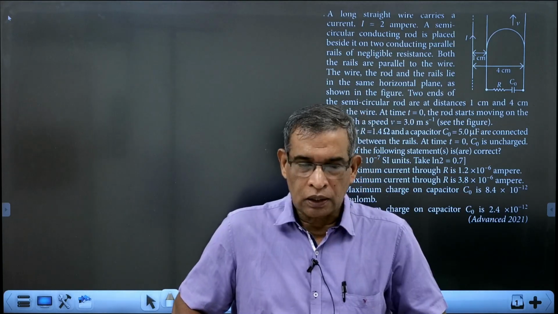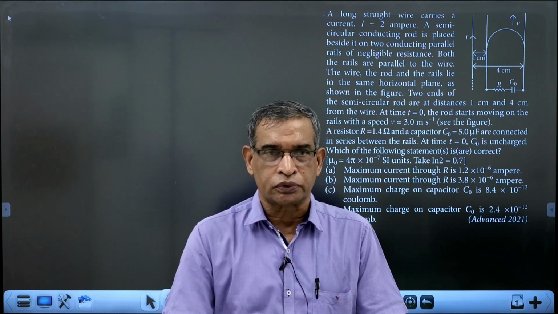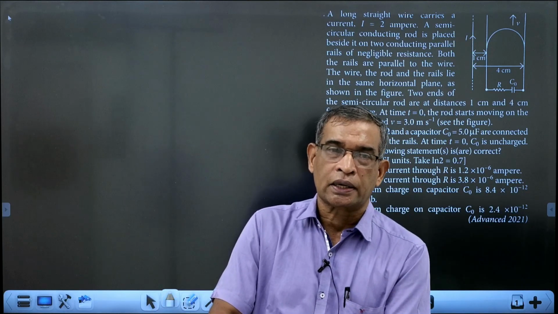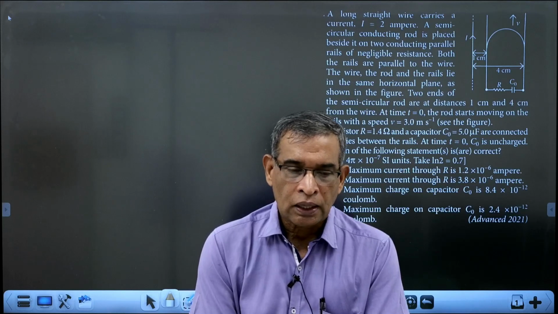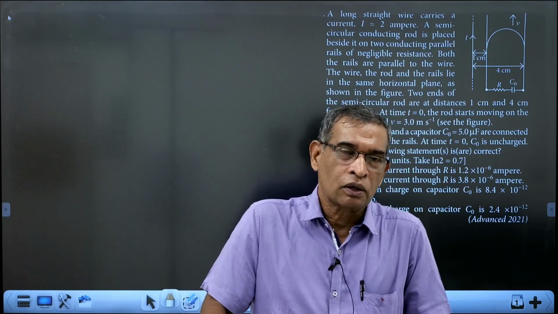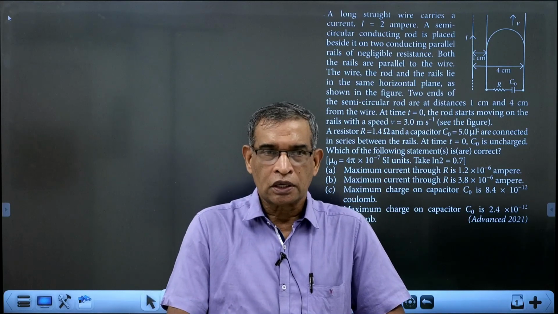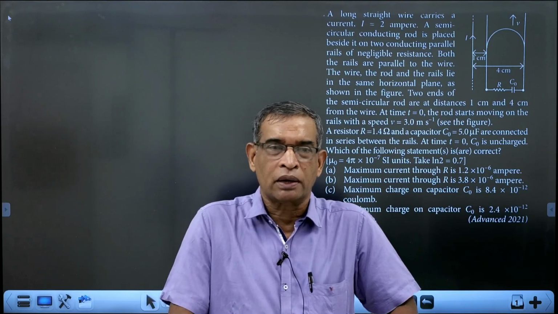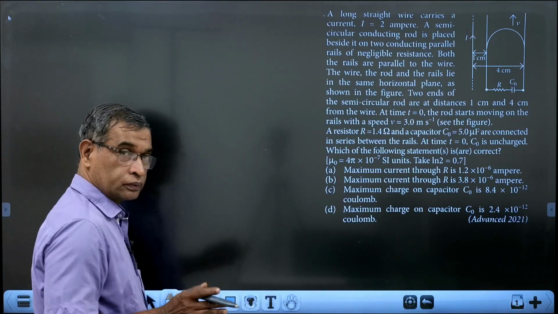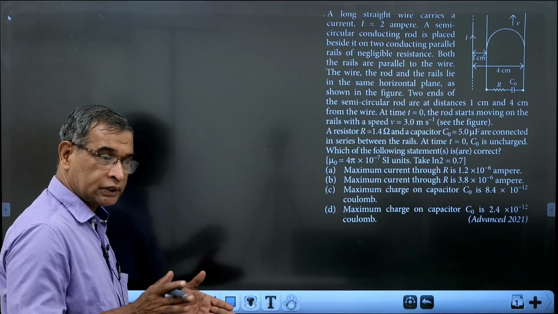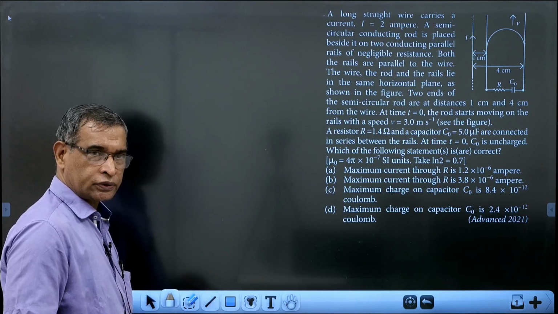Before that, when a long conductor carries current, it will produce a magnetic field around it. The magnetic induction produced by that current carrying conductor is given by the basic formula mu0 I by 2 pi r. That formula is known to us, and as the distance from the conductor increases, the value of B decreases.